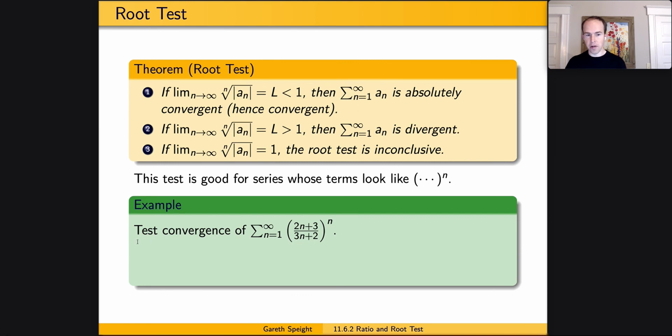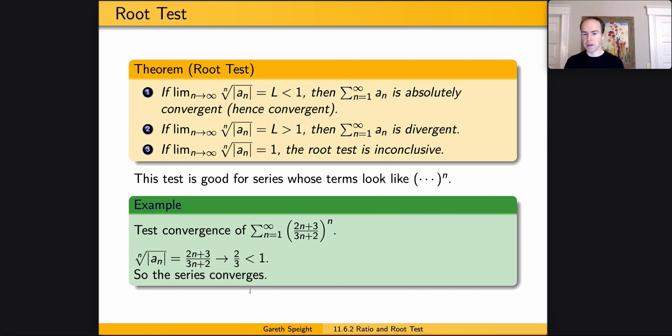For instance, here's a pretty typical example. Test the convergence and divergence of the sum of (2n plus 3 over 3n plus 2) all to the power of n. So, okay, it looks like something to the power of n, so maybe we use the root test. If we do the nth root of a_n, that's going to cancel this nth power. We just get 2n plus 3 divided by 3n plus 2, which tends to 2 over 3. And 2 over 3 is, of course, strictly less than 1. So the root test is going to say that this series converges absolutely.